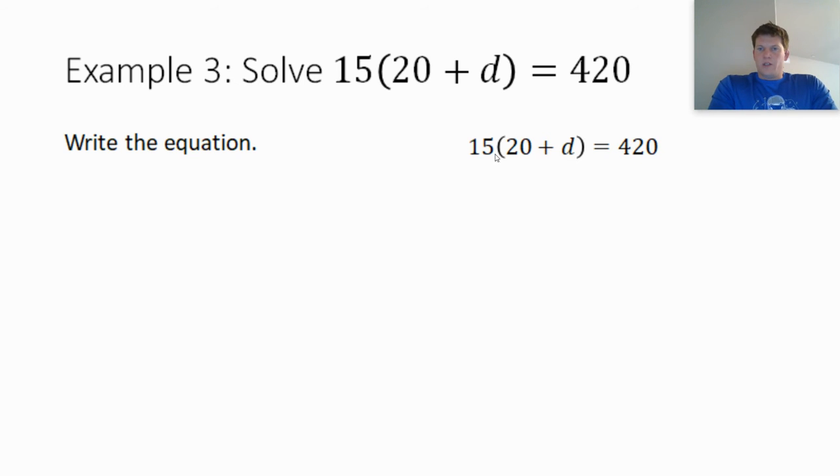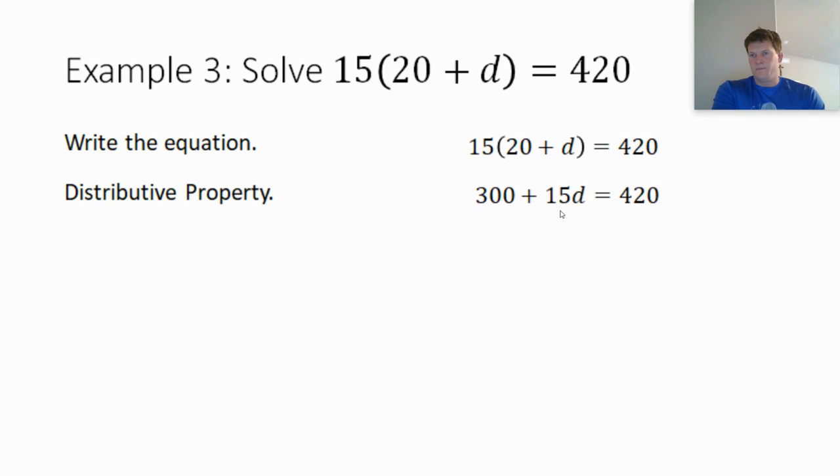Remember, in algebra, you don't have to write multiplication. So if you have a number next to a variable without any operation, right away you know it's multiplication. Same thing with parentheses. If you have a number next to your parentheses, no operation, you know right away it's multiplication. So we're going to distribute this 15 to everything inside by doing its operation, by multiplying. So I have 15 times 20 and then 15 times 1d. So I have 300 plus 15d.